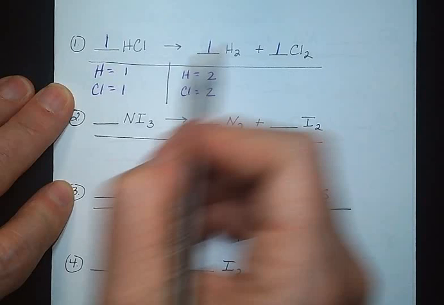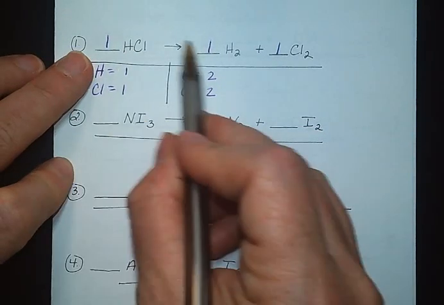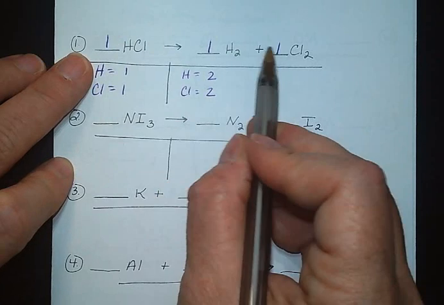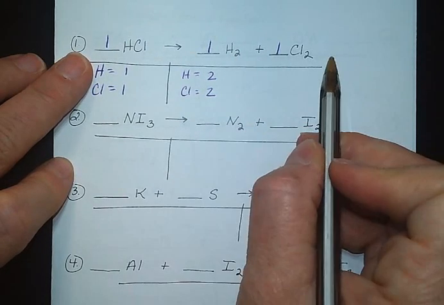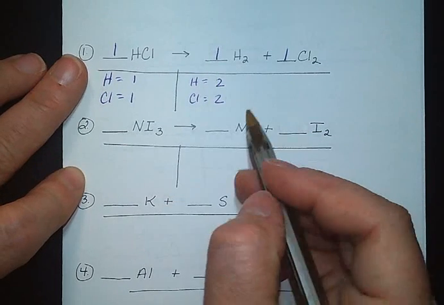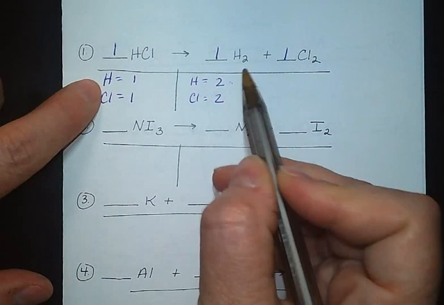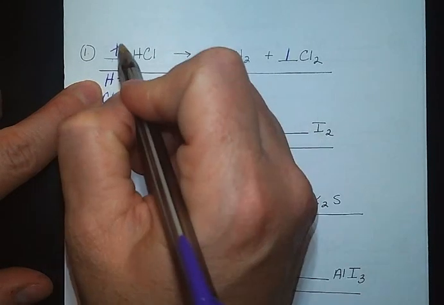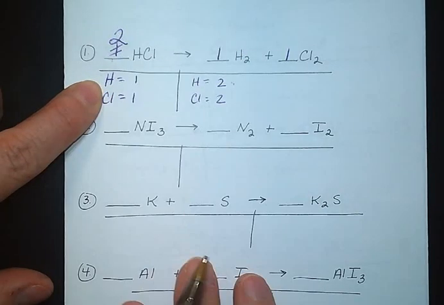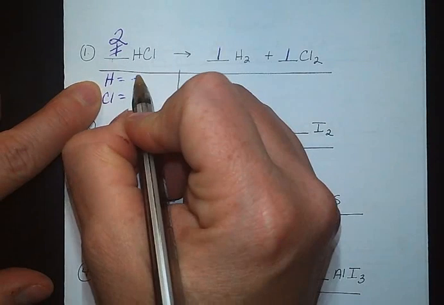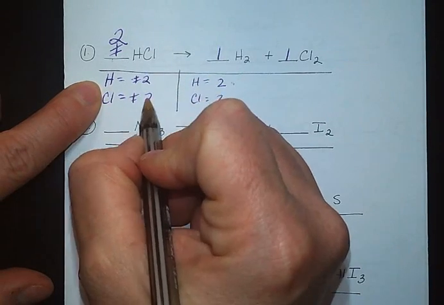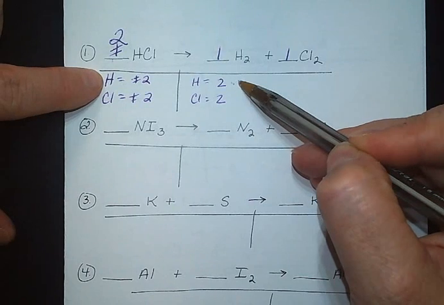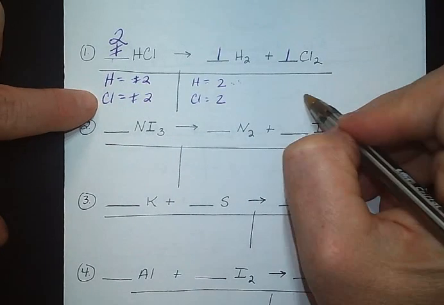So if I'm wanting these things to balance, the only thing I can change is the coefficient. Because I cannot change subscripts, I cannot change my elements, I can only change the coefficient. If I have more on this side than this side, that means I have to add over here. So this is my reactant side. So if I change this number to a 2, which is what I'm going to do, then I'm going to have 2 hydrogens and 2 chlorines. And then I self-check. Hydrogen is 2, hydrogen's 2, chlorine's 2, chlorine's 2, and I am balanced.